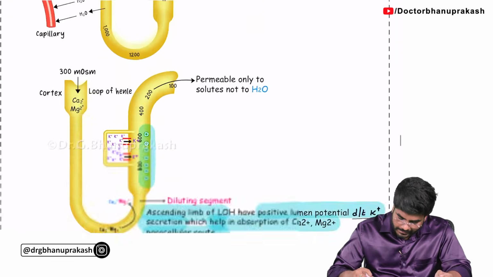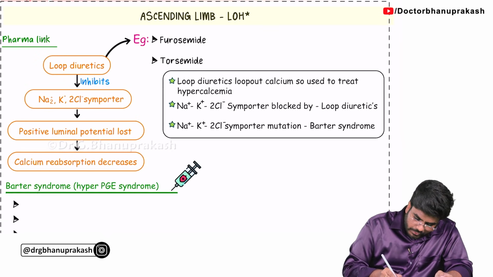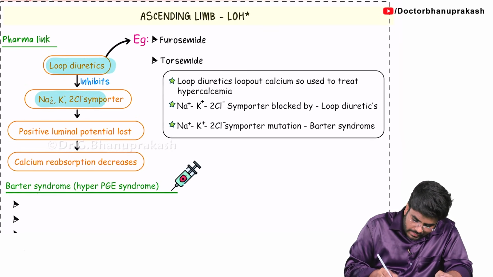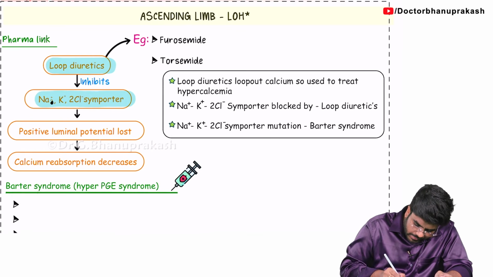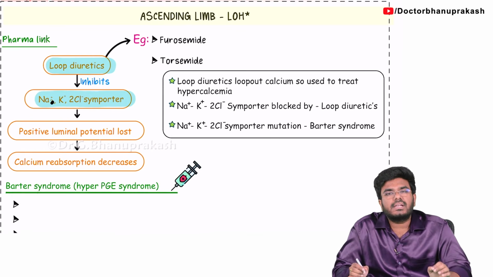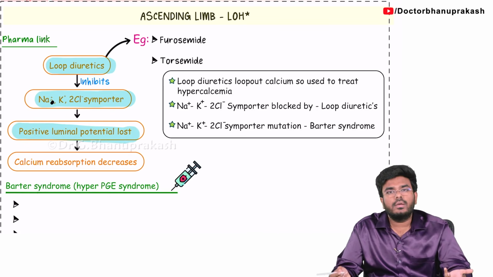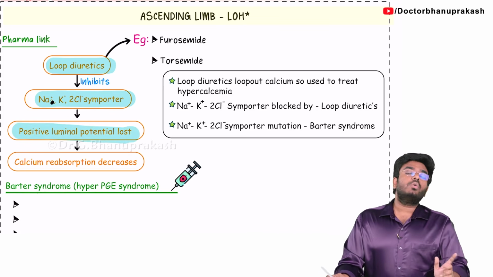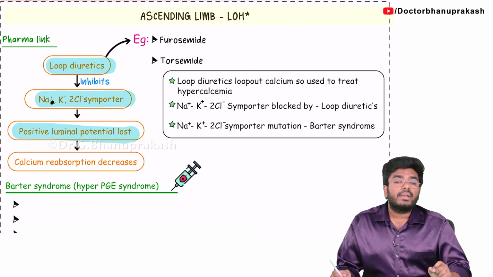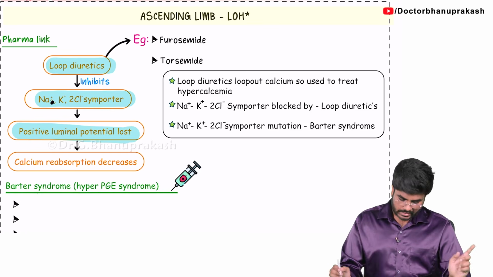Now you tell me, drugs like loop diuretics, what will they do? They will block the NKCC transporter. When the NKCC transporter is blocked, the potassium secretion decreases. When the potassium secretion decreases, the positive charge will automatically be gone. Now there is no more positive charge. Without this positive charge, what will happen? The calcium and magnesium will start to be excreted in the urine.